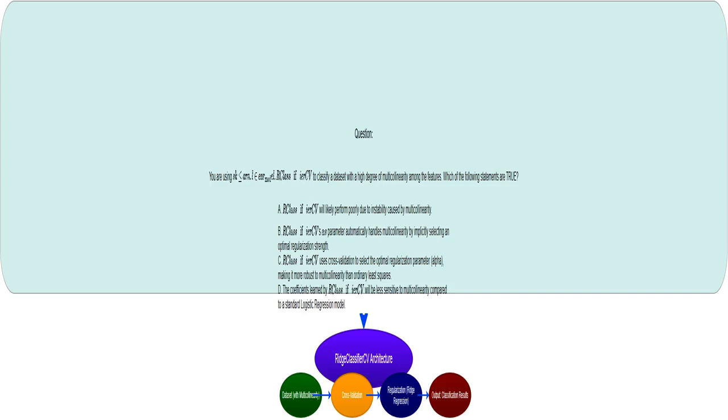The question introduces a scenario. You're using a specific machine learning algorithm, sklearn.linear_model.RidgeClassifierCV, to classify data with a problem, multicollinearity. I will guide you through assessing the algorithm's behavior in this situation.